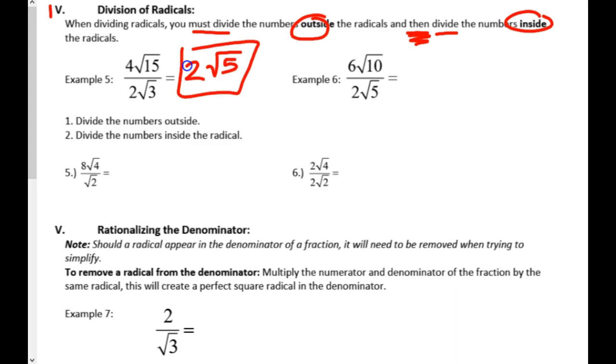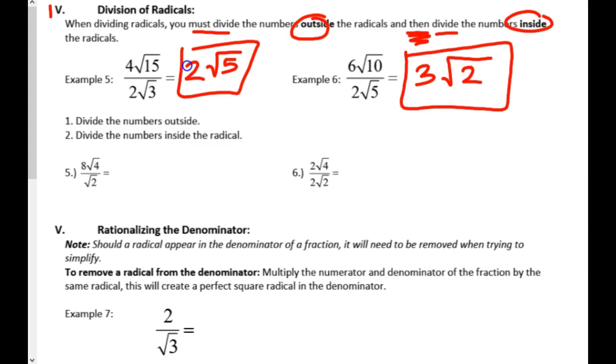Maybe not. Okay. Over here, outside, 6 and 2. So 6 divided by 2 is 3. And then on the inside, square root of 10 over square root of 5. What's 10 divided by 5? 2. Can I break down 2? No. So that's 3 square root of 2.